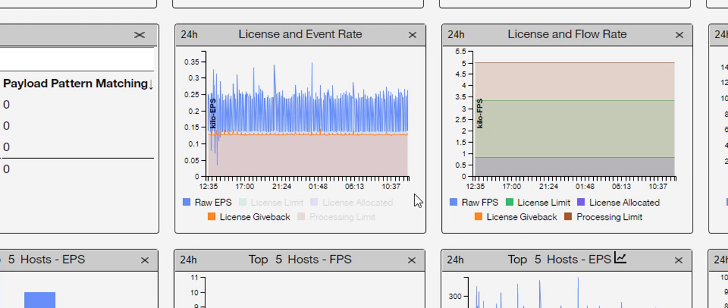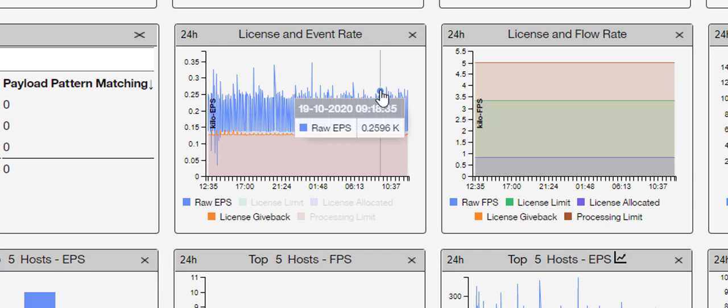But that's a small point. What you see here is the amount of EPS, and we're going to talk about the meaning of raw, that you are licensed for. This is what's going against the license, and this is our blue line up at the top here. This graph is in the thousands, right?